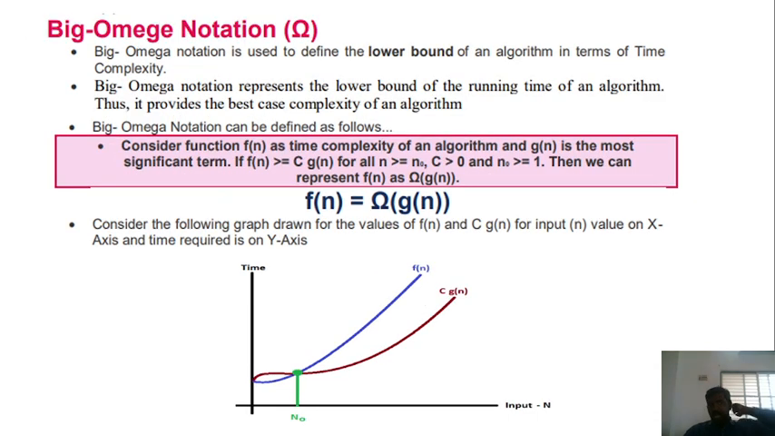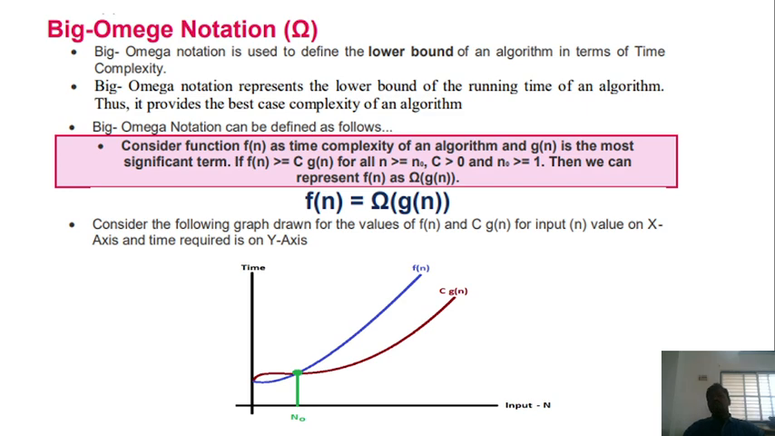Next, big omega notation. Big omega notation is used to define the lower bound, and it takes less running time to bound this algorithm. Omega represents the lower bound of the running time of an algorithm. Thus it provides the best case time complexity of an algorithm. So we can treat it as a best case, whereas big O is treated as the worst case of an algorithm.